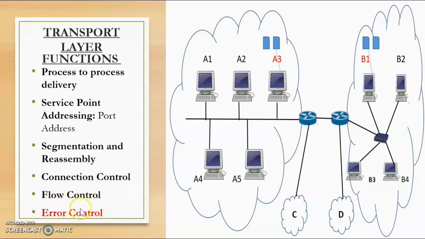Next functionality is error control, which will make sure that the entire message arrives without error, that is without any damage or without any loss. Now this error control mechanism is applied even at the data link layer, but at the data link layer error control is applied from hop to hop, whereas in transport layer error control is from process to process.